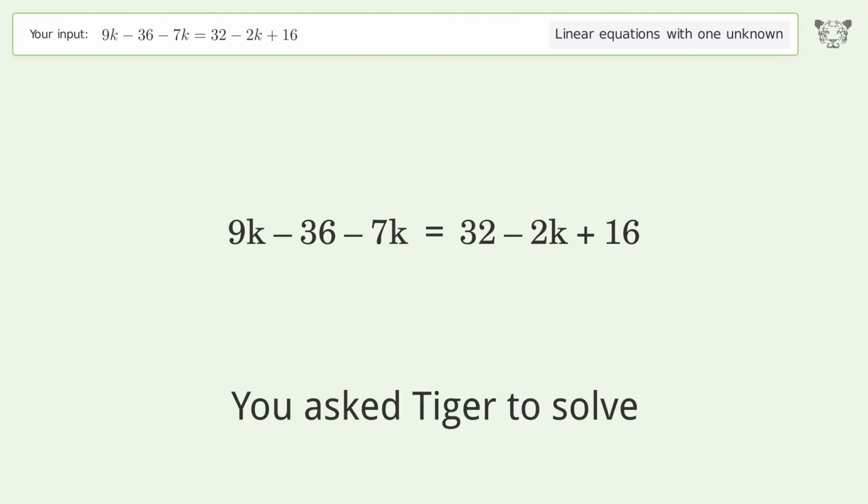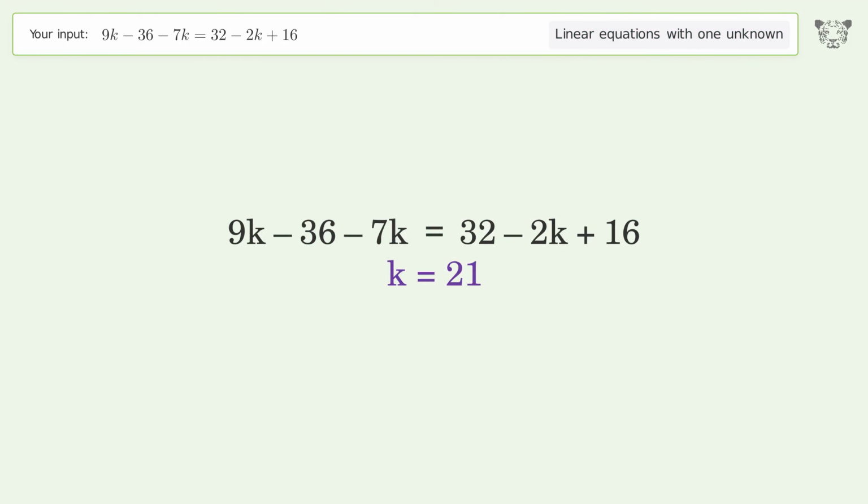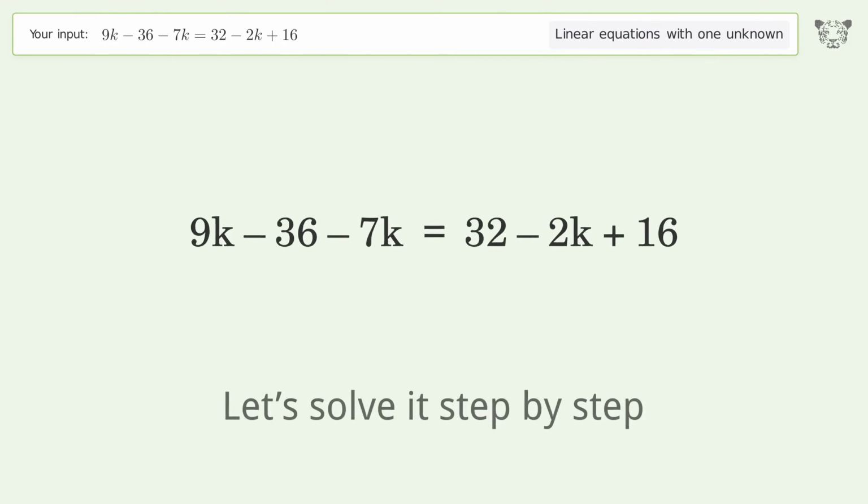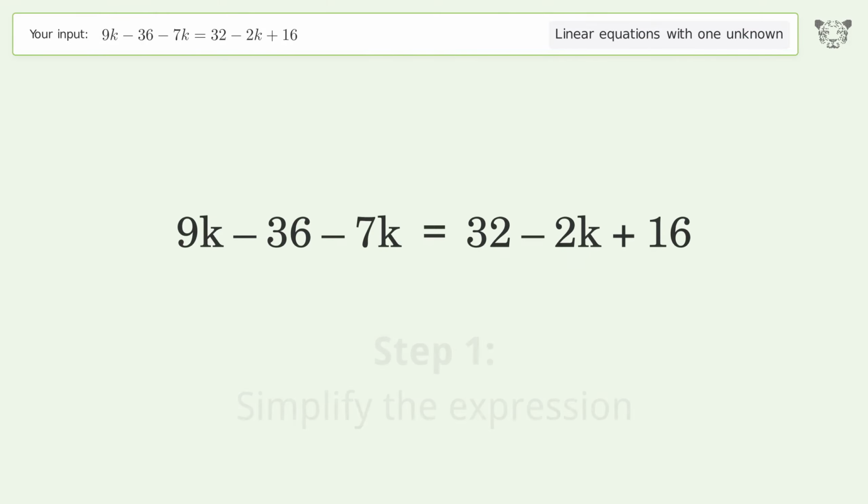You ask Tiger to solve this. It deals with linear equations with one unknown. The final result is k equals 21. Let's solve it step by step. Simplify the expression. Group like terms.